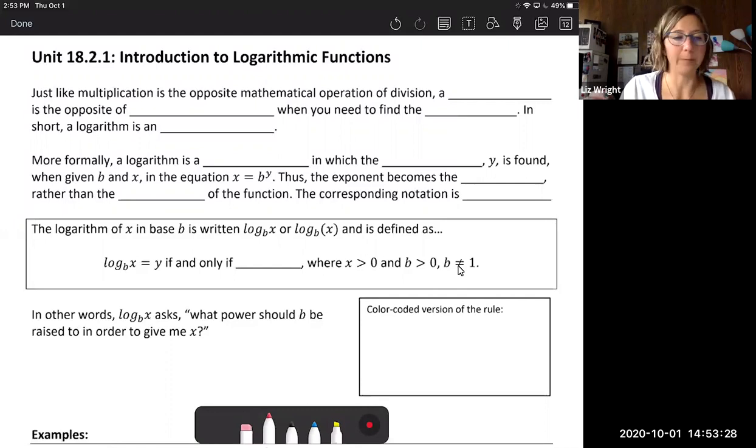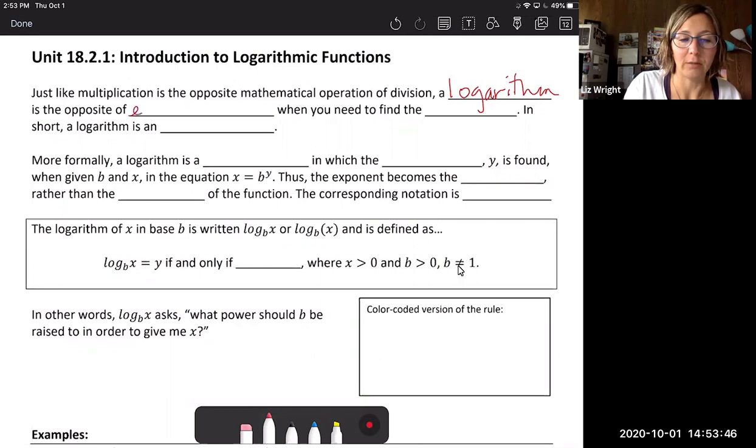Well, let's find out. So just like multiplication is the opposite mathematical operation of division, a logarithm is the opposite, here's a good word for you, of exponentiation. When you need to find the exponent. Remember what I just said about it being an exponent? That's what we're doing here.